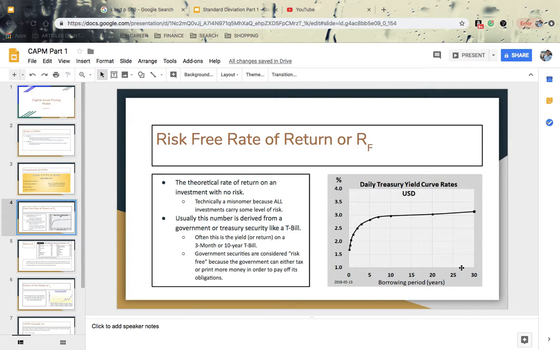And here's a picture of the Treasury yield curve rates. You really don't have to know anything about this. This is basically what a yield curve would look like. And this is where you'll get your risk-free percentage.